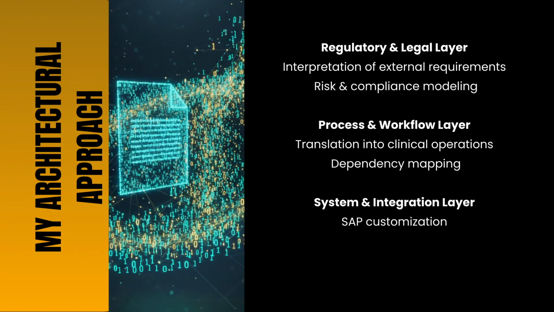I structure complexity across 3 architectural layers. First, the regulatory layer, interpreting external requirements and modeling compliance risk. Second, the workflow layer, translating those requirements into clinical and administrative processes. Third, the system layer, embedding the model's logic into authorization structures and integration architecture. Architecture is a bridge between these layers.